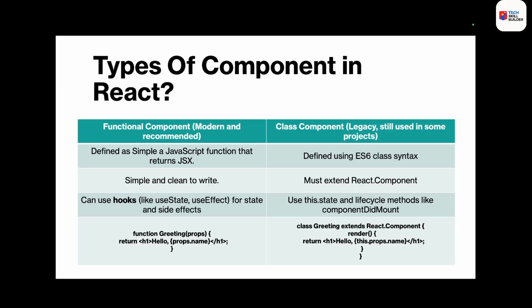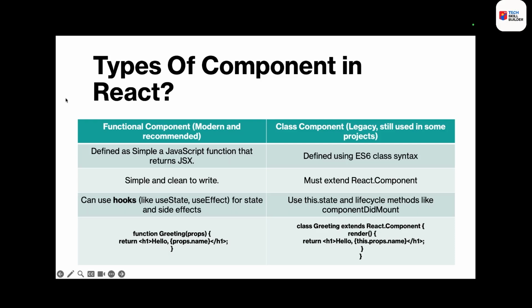If we want a class component, it's a simple ES6 class that extends React.Component. Until and unless you extend React.Component, it is a normal ES6 class. A function component is simple and clean to write, while a class component must extend React.Component. A functional component uses hooks like useState and useEffect for state management or side effects. A class component uses this.state and lifecycle methods like componentDidMount.